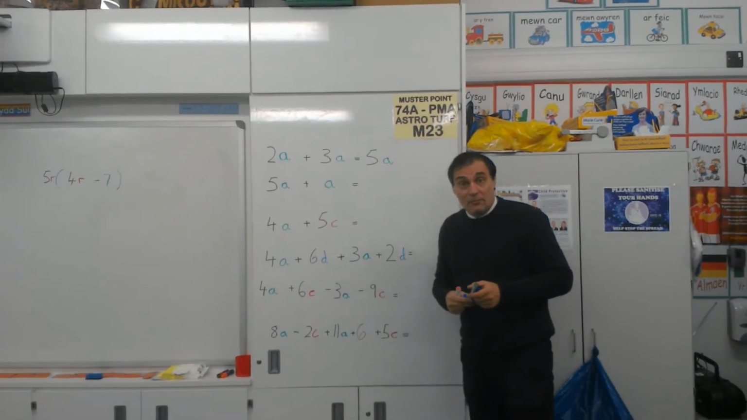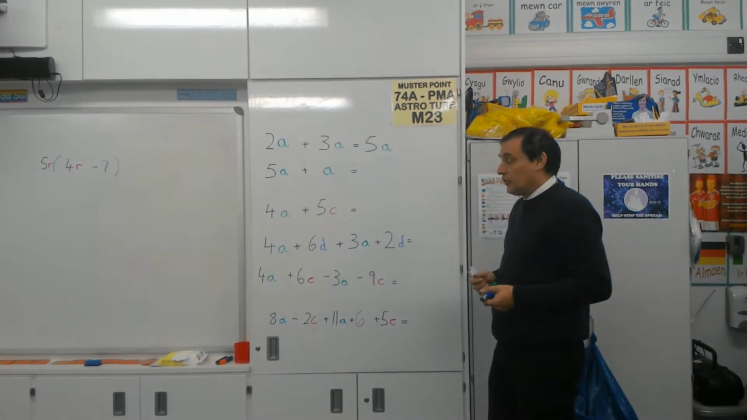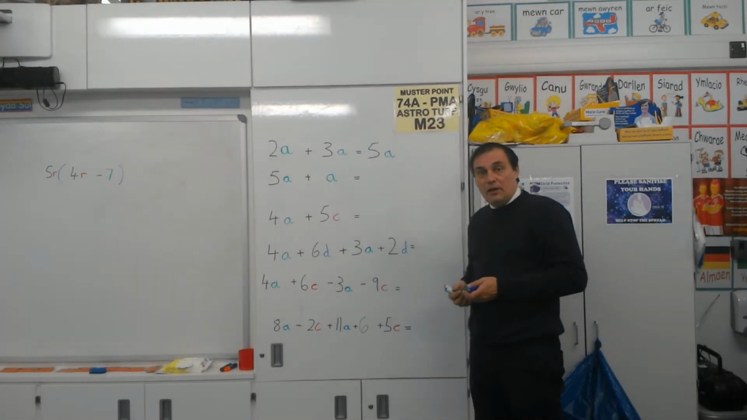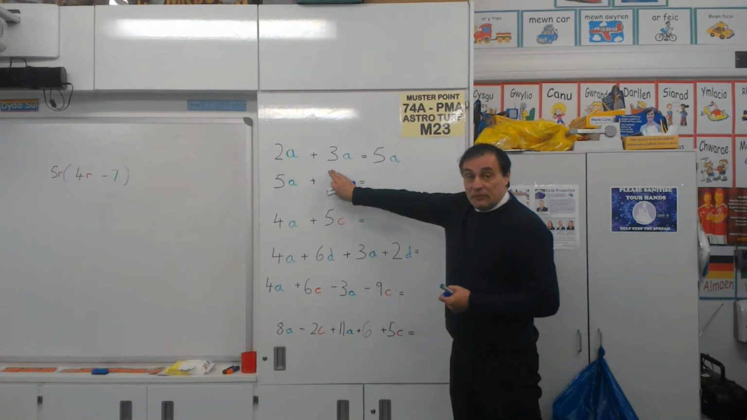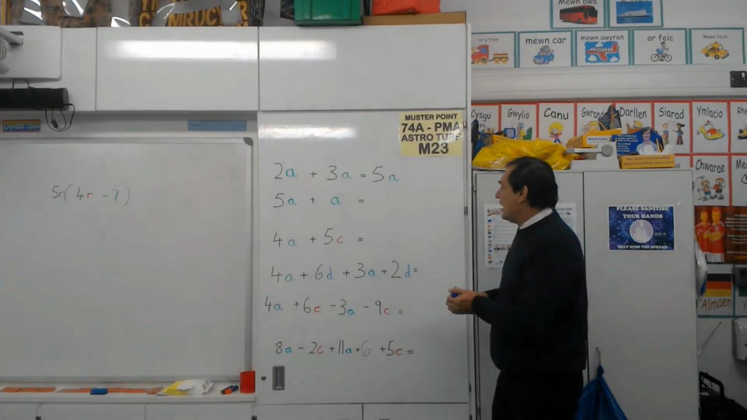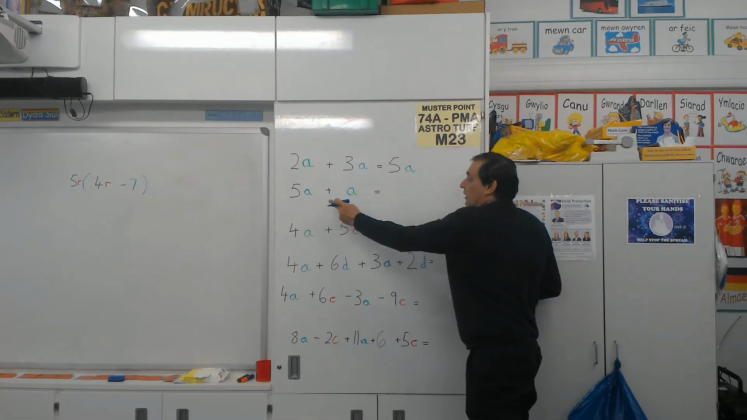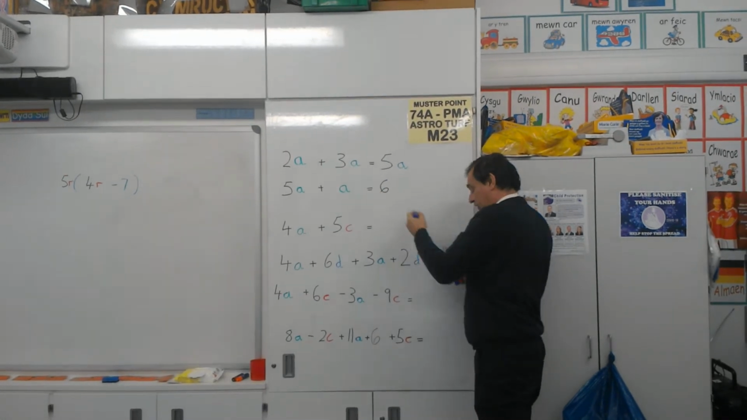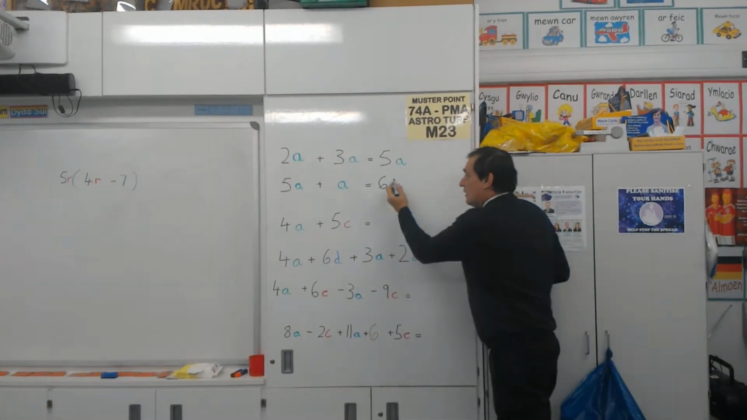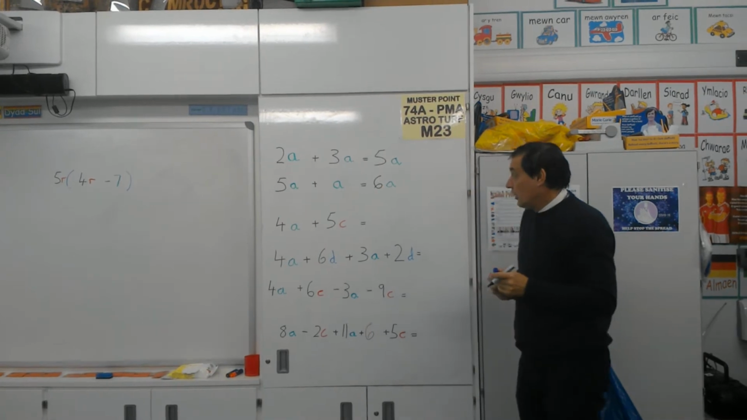Now the next little point we want to look at is if we don't have a number in front of our algebra term, it's an imaginary 1. So you don't just get rid of it. The 5a plus the a is going to be 5 plus 1a, that gives me a 6, and the a there. So remember that for future.